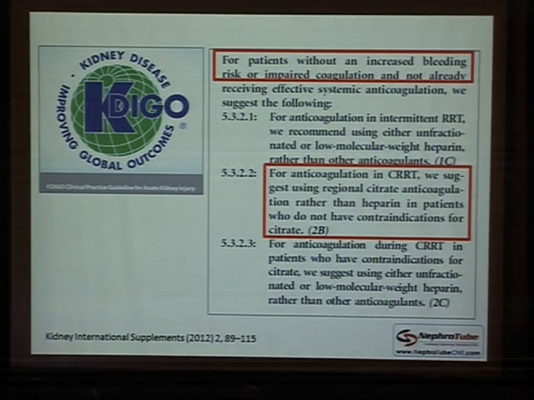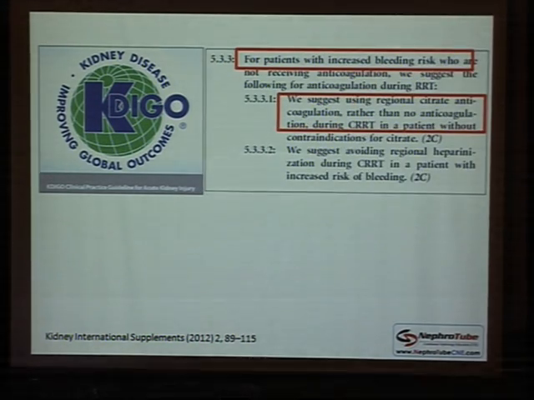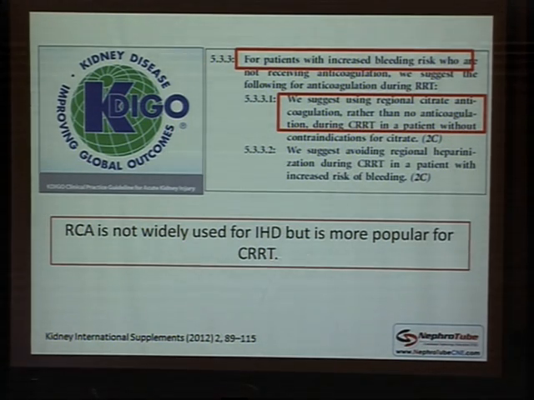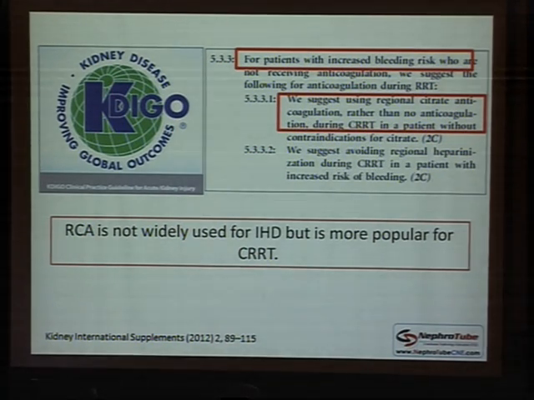That is why KDIGO guidelines recommend regional citrate anticoagulation as the primary method for patients with or without risk of bleeding if they have acute kidney injury with systemic disease or are hemodynamically unstable. So it is widely used for CRRT but not intermittent hemodialysis. Although this, in my city, Alexandria, there is only one center using regional citrate anticoagulation. It is very difficult to use.